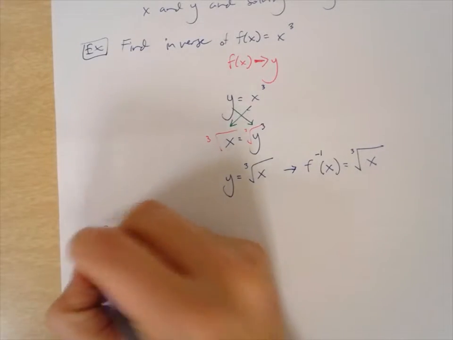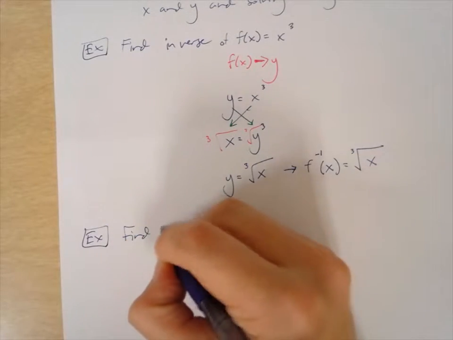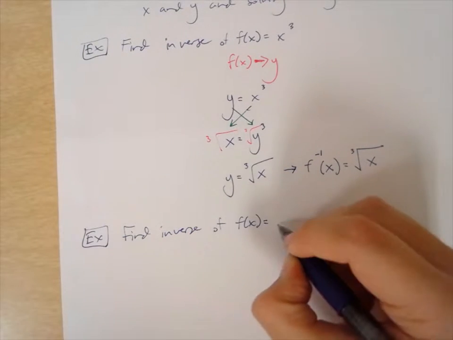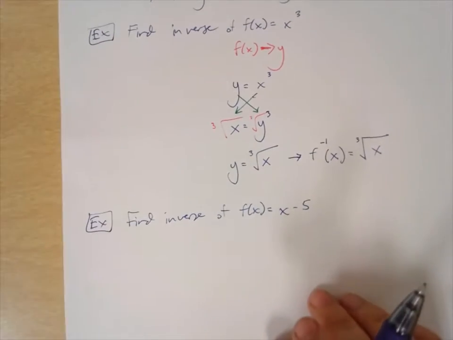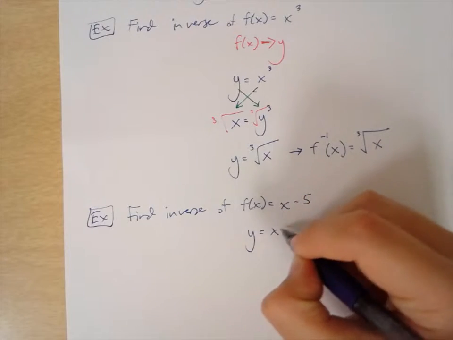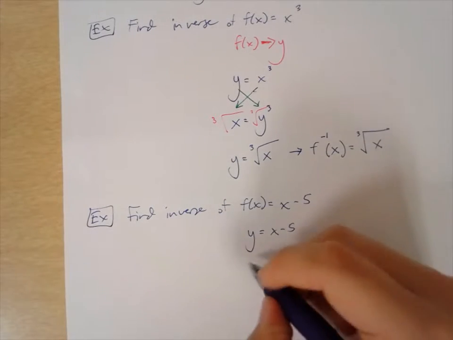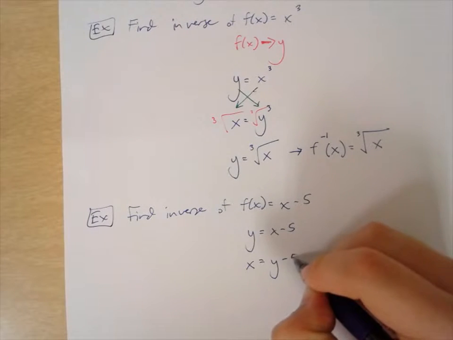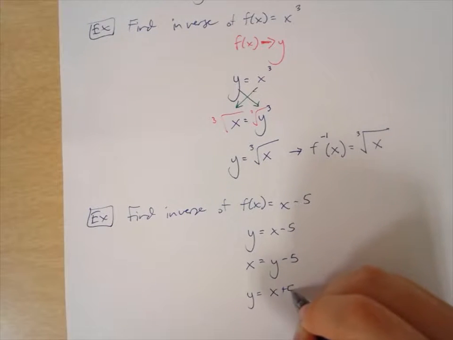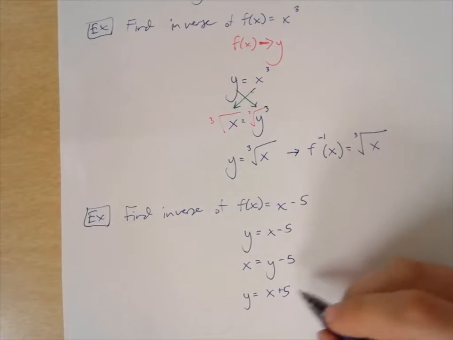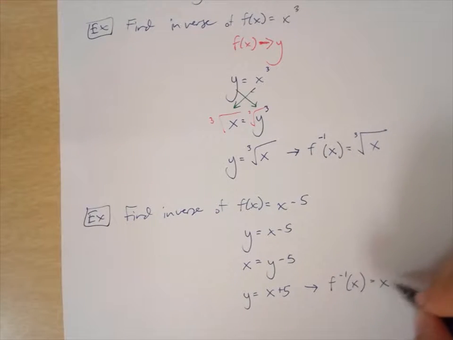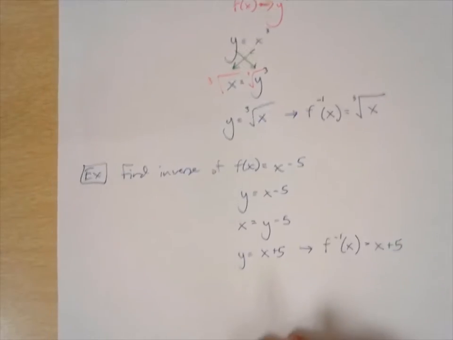Alright, next example. Find the inverse of f of x equals x minus 5. Again, we switch out f of x and instead we put in y. We switched our x and our y, so we get x equals y minus 5. In order to solve this, you'd have to add 5 to both sides. So y equals x plus 5. Which means f to the negative 1 of x equals x plus 5.